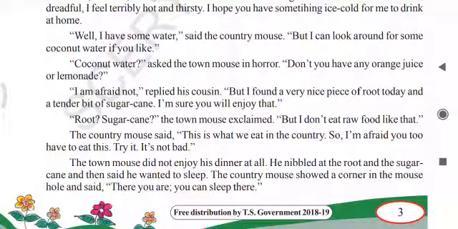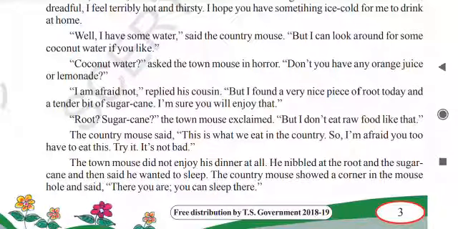"I am afraid not," replied his cousin, "but I found a very nice piece of fruit today and a tender bit of sugar cane. I am sure you will enjoy that." And what is the food available now? A nice piece of root and a tender bit of sugar cane.